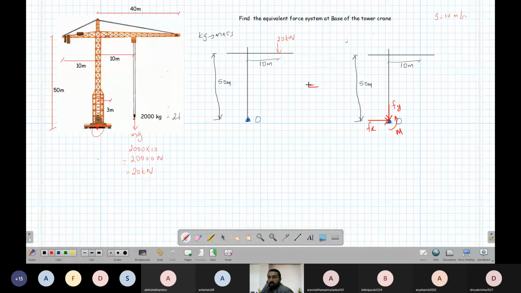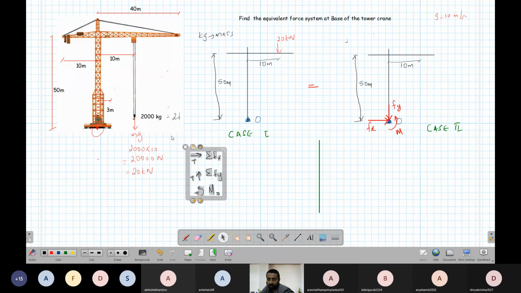Now how do you find these values? You can try solving this. Case 1 and Case 2, these two should be equivalent, under the similar behavior assumption. So I'll quickly solve it: summation of Fx, summation of Fy, and moment about O. Here x right is positive, y up is positive, and moment anti-clockwise is positive. The two systems should be the same. Equivalency.